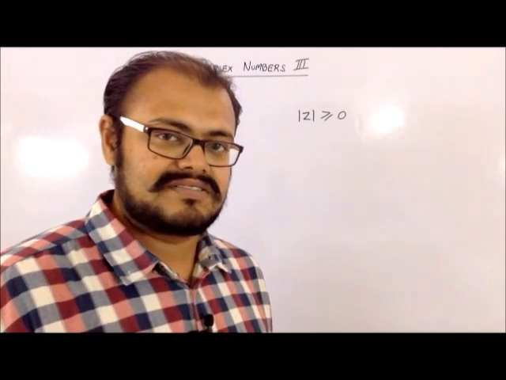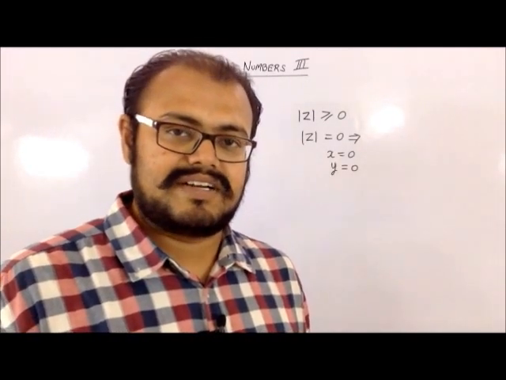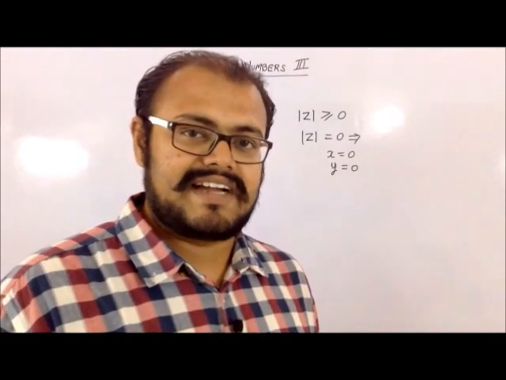Mod z equals 0 implies that x equals 0 and y equals 0. This means my z is actually at the origin.